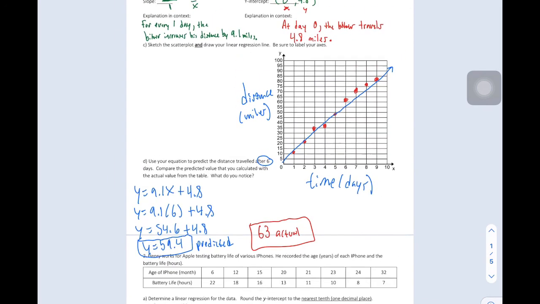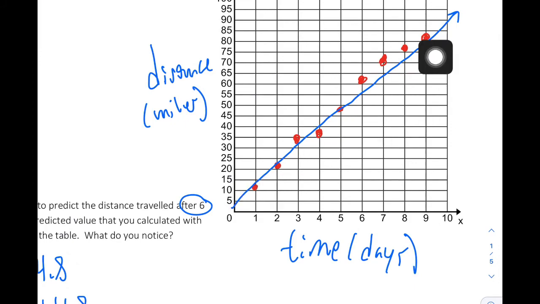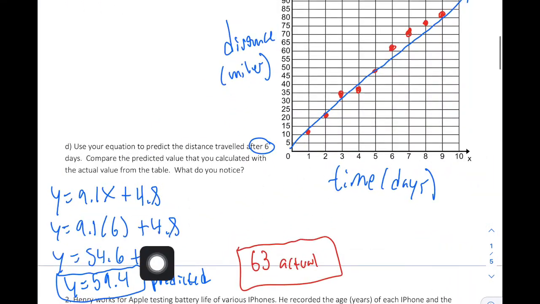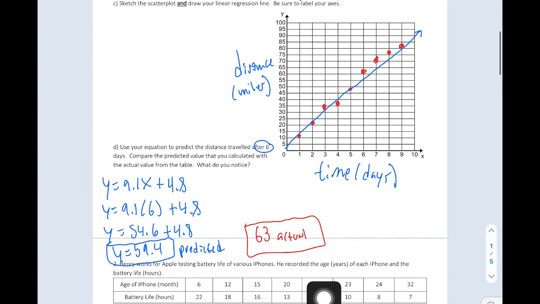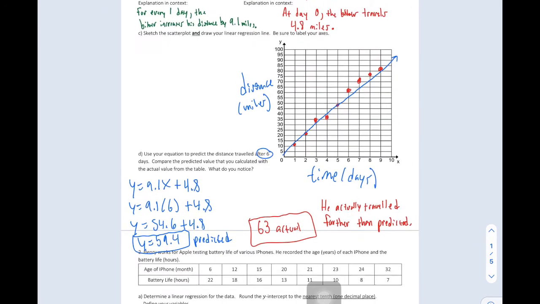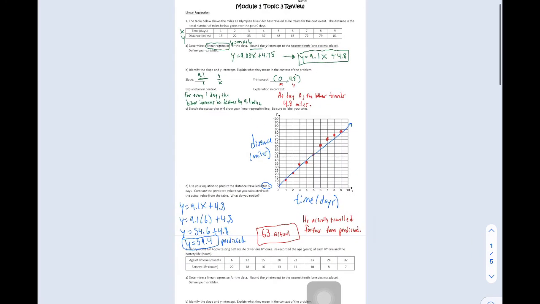And what we really want you guys to see here is that the line is a prediction. The equation is a prediction. And it's not always going to be exactly what happens. Like, he actually traveled 63, and what was predicted was 59.4. So all we can say is he actually traveled farther than predicted. All right, that's it for the first page.